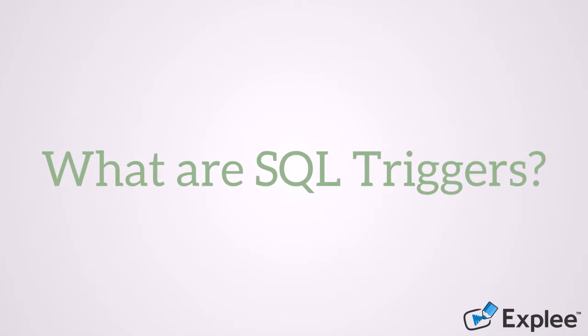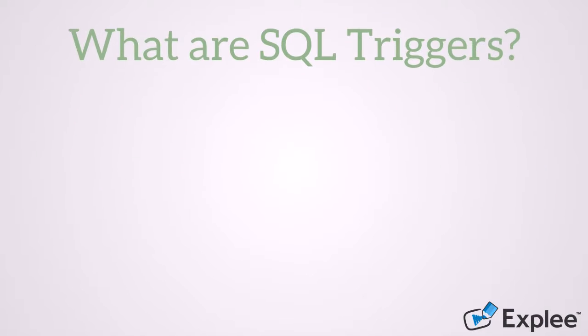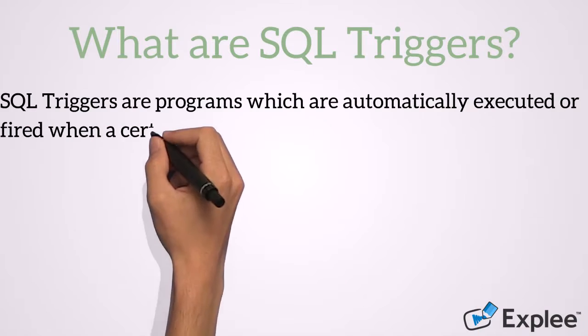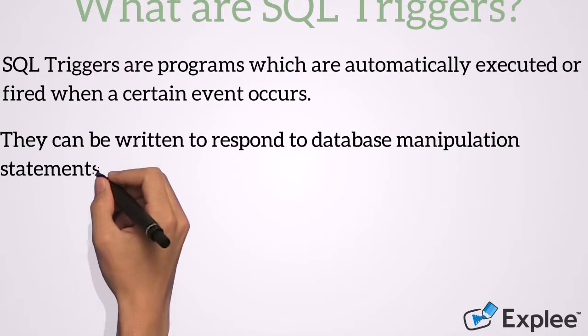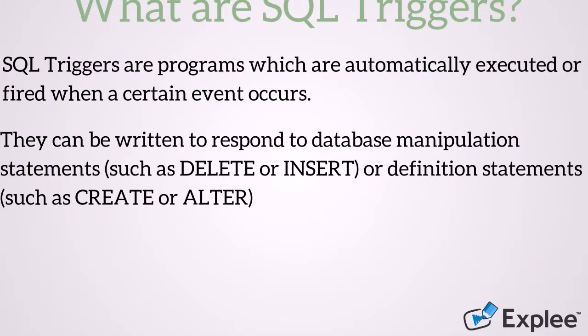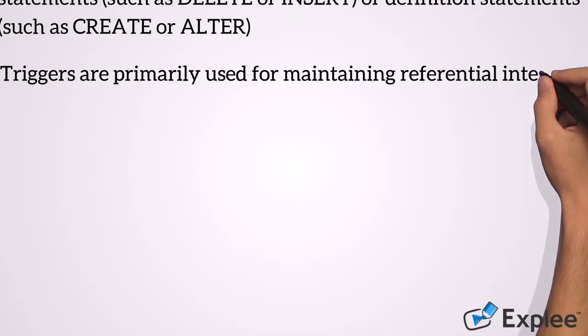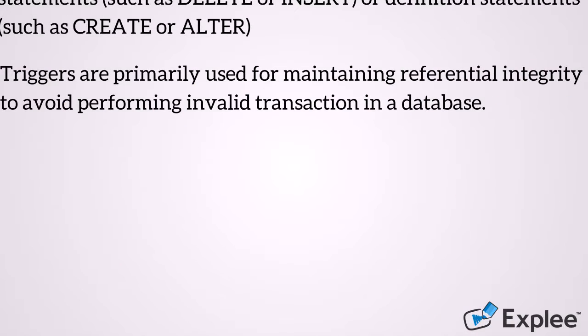What are SQL triggers? SQL triggers are programs which are automatically executed or fired when a certain event occurs. They can be written to respond to database manipulation statements or definition statements. They are primarily used for maintaining referential integrity to avoid performing invalid transactions in a database.